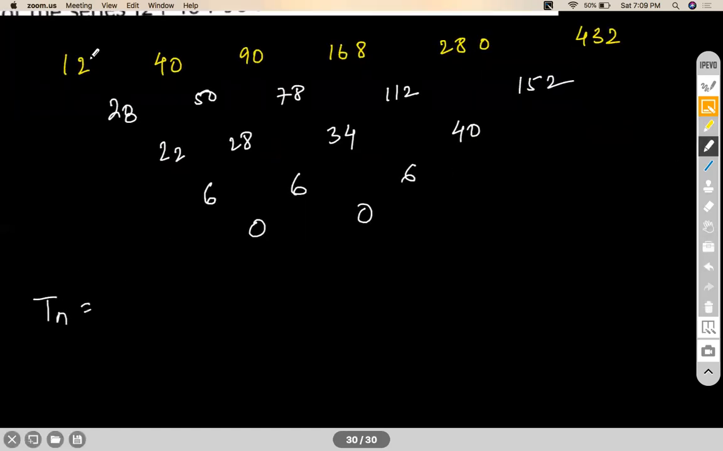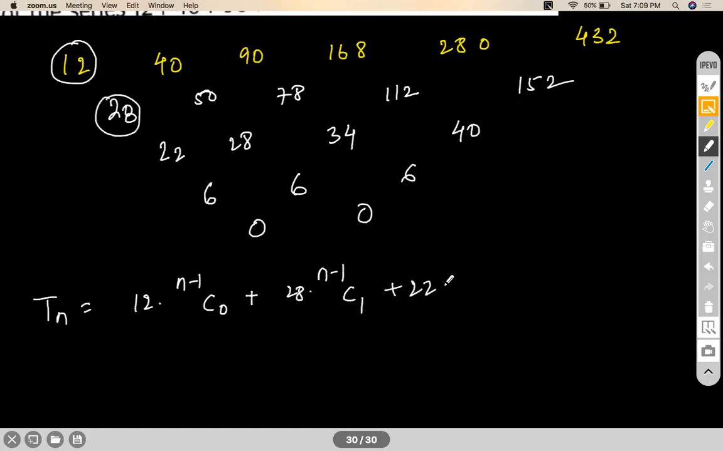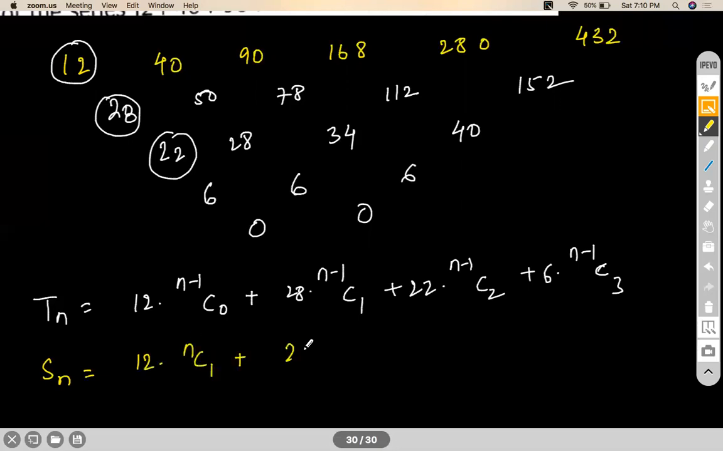So your nth term will be what? 12 into n minus 1 C0, then 28 into n minus 1 C1, then 22 into n minus 1 C2, then 6 into n minus 1 C3. If you want, you can expand it and write it in terms without the C's. And your Sn will be 12 into nC1, 28 into nC2, 22 into nC3 and 6 into nC4. So these will be your answers.